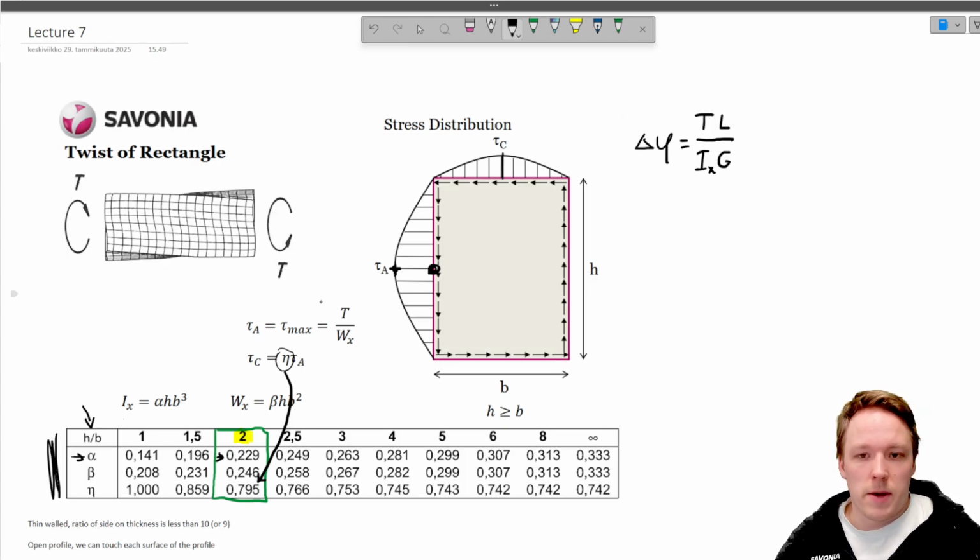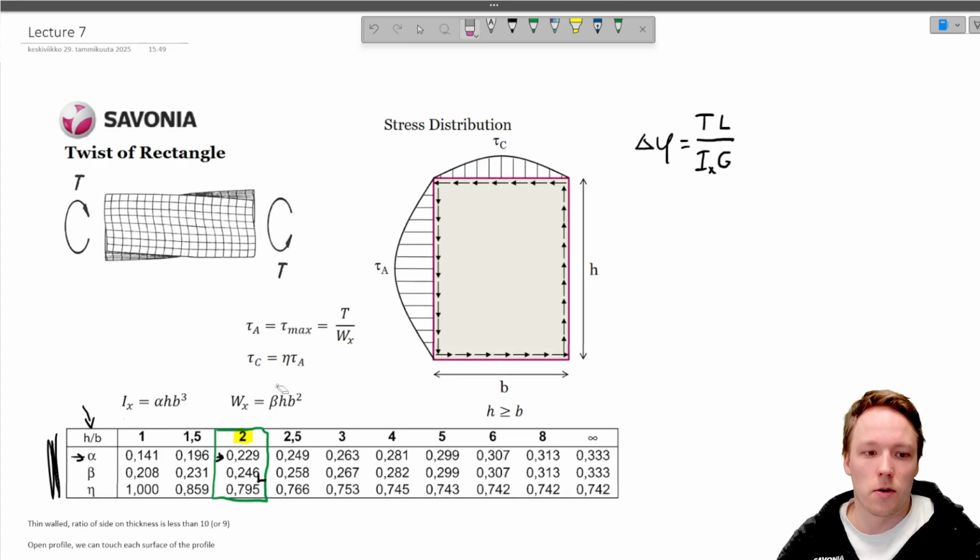So using these basic formulas, we are capable of calculating things like shear stress and also twist on rectangular cross-section shaped profiles.